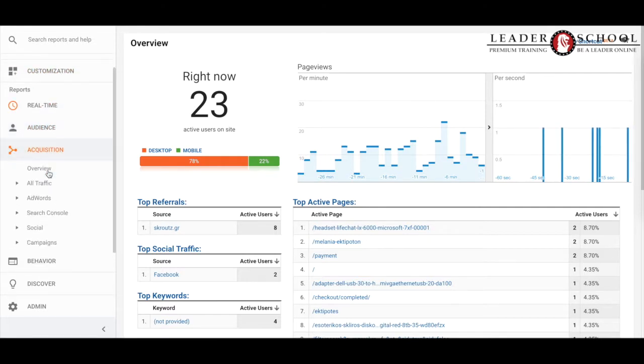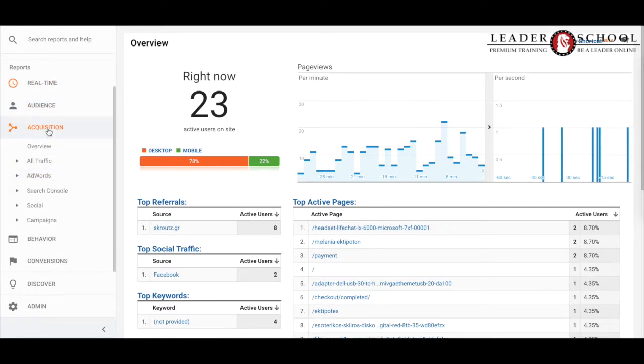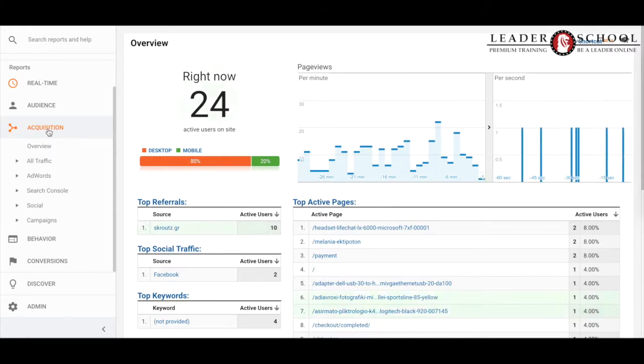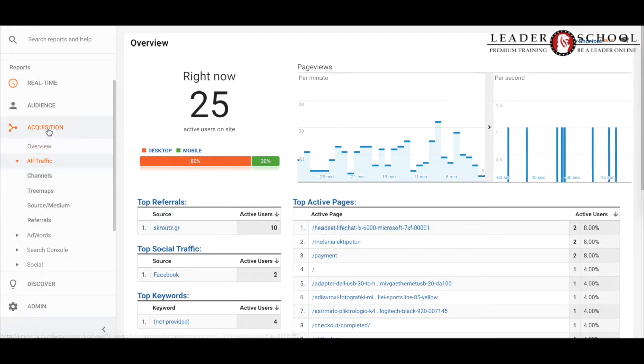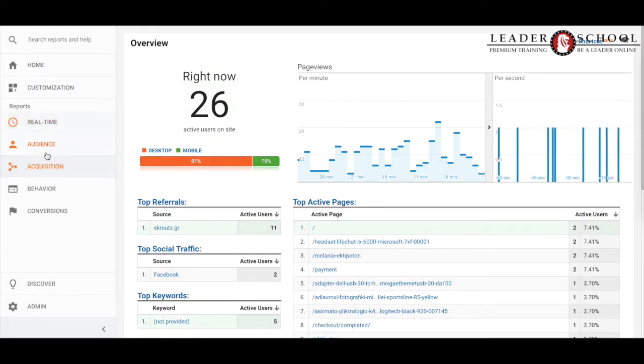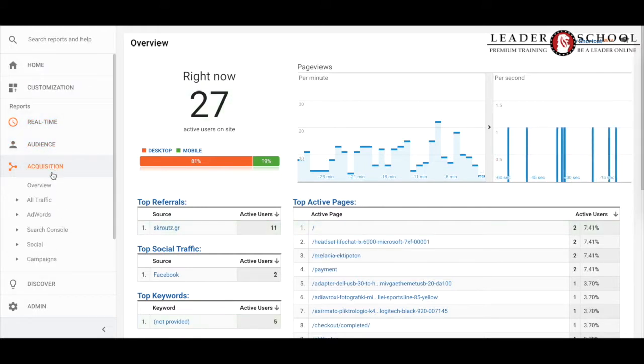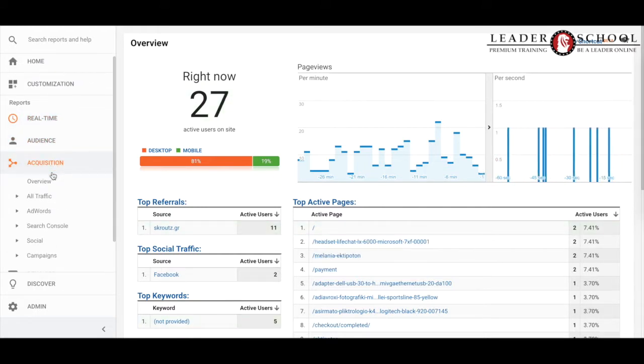Then there is acquisition. Acquisition defines where people found you, which are the channels that brought people to your website. So this is a very, very important metric that I check every day. I will show you some tricks on how to check it every day easily.